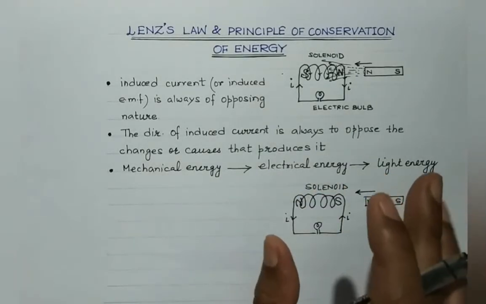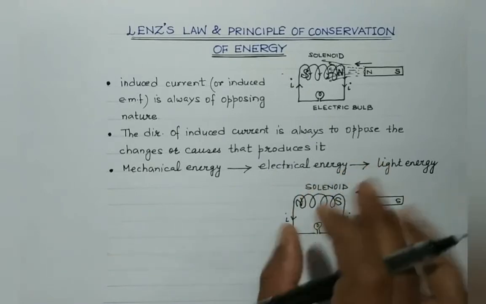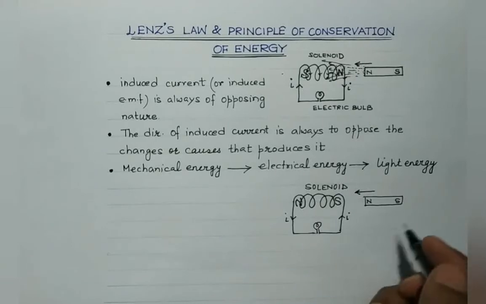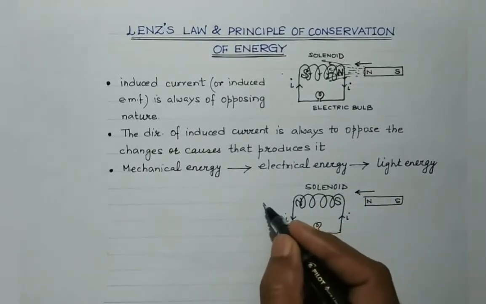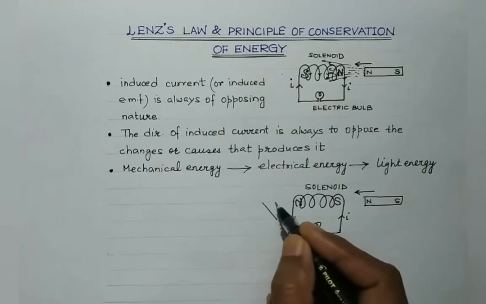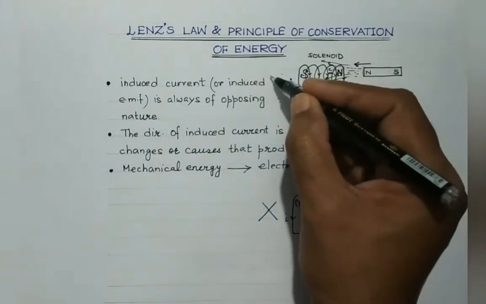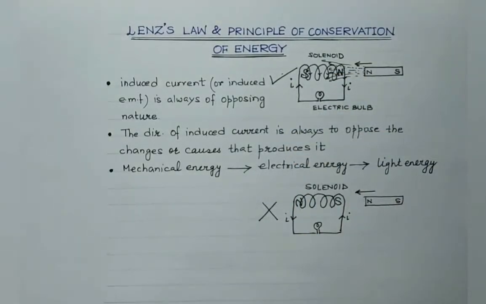Now, without spending some energy, or without doing any work, it can't be converted into any form of energy, isn't it? So it will be against the law of conservation of energy. So obviously, this direction of the induced current is wrong. So we have proved that the direction of the induced current, as warranted by Lenz's law, is perfectly in accordance with the law of conservation of energy.